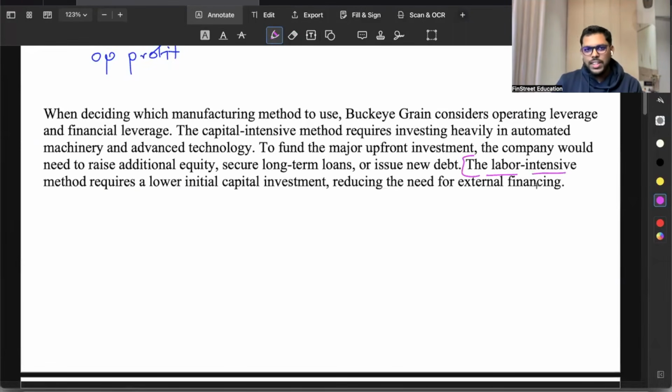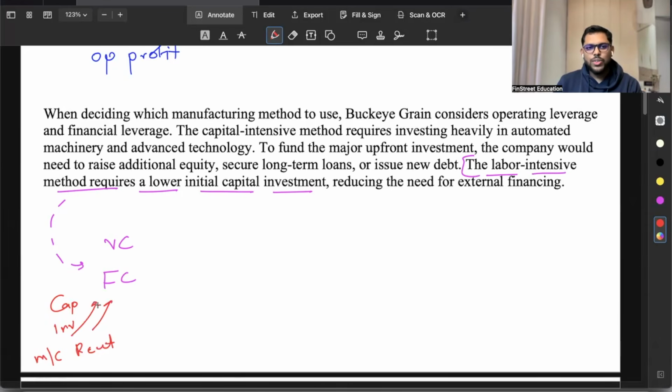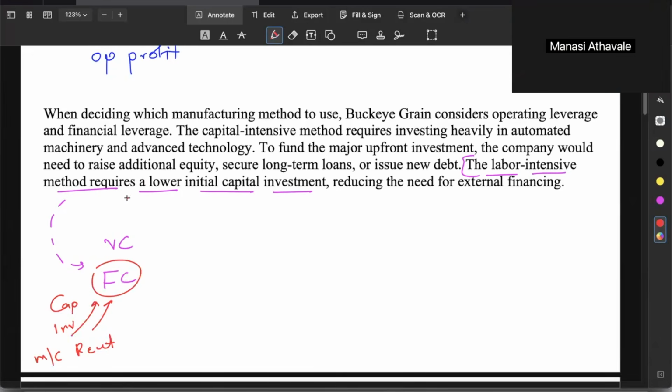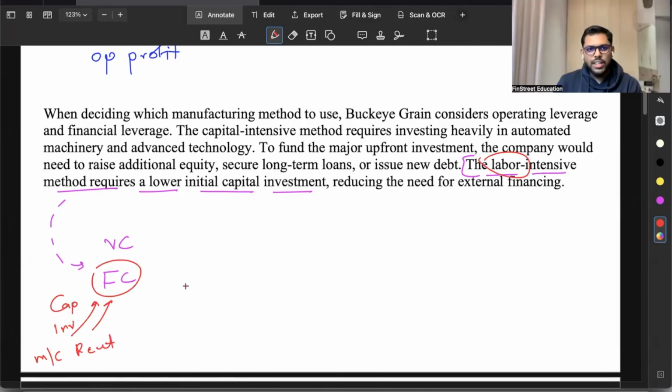The labor capital intensive method requires lower initial cap investment. So now I can interpret this as when I have VC and I have FC, मेरा cap investment कहाँ पे जाता है? Capital investment when I'm buying machinery, when I'm renting a place. Cap investment usually goes into FC. So when we are doing labor intensive, it means FC ज़्यादा है. So I can also assume this as VC कम है.